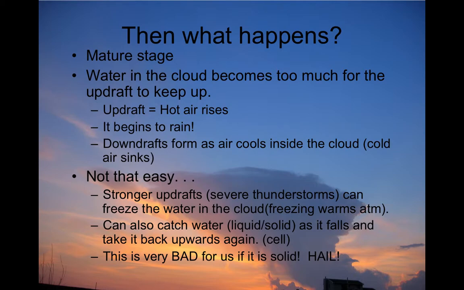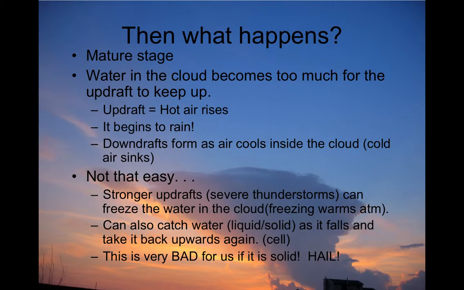And so here you get the water droplets that are just too heavy for the cloud, the updraft, to keep up. And so it starts to rain. And as it rains, that water starts to evaporate and cool the air, and so you start to form a downdraft. So now you have an updraft, that's the hot air rising, as well as a downdraft, the cold air sinking. So in that mature stage, that's the primary characteristic, is you have both the updraft and the downdraft.